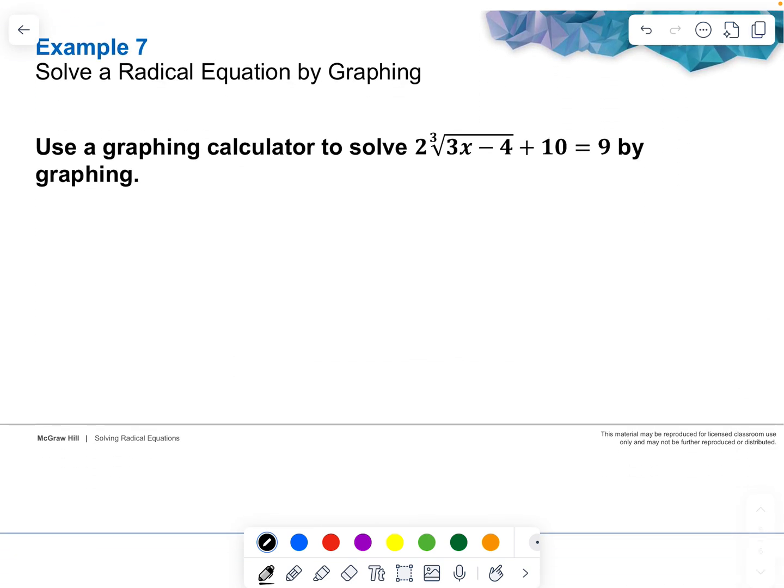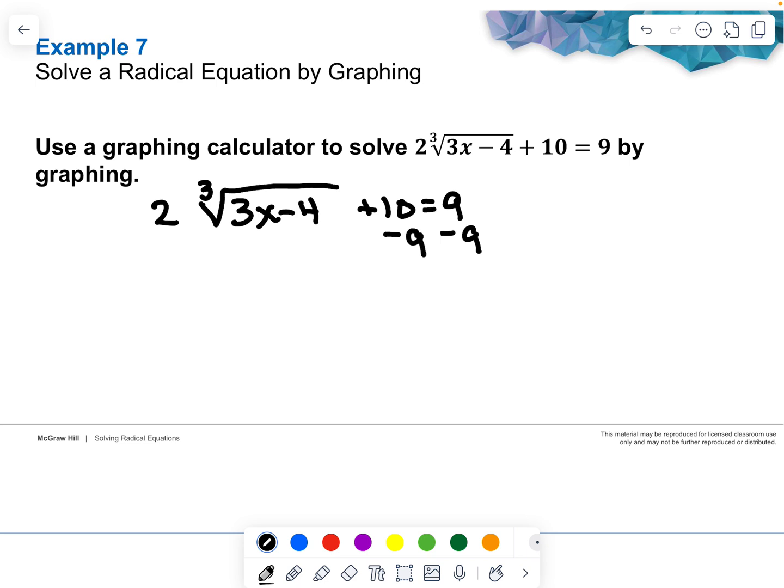And can you solve one using a graphing calculator? So we need to solve 2 times the cube root of 3x minus 4 plus 10 equals 9 by graphing. First step, if we're going to use Desmos or graphing calculators, it has to be equal to 0. So I want to subtract the 9.